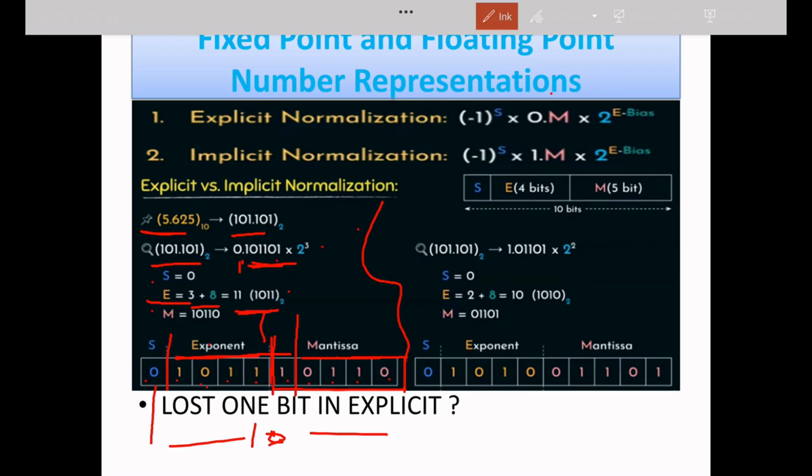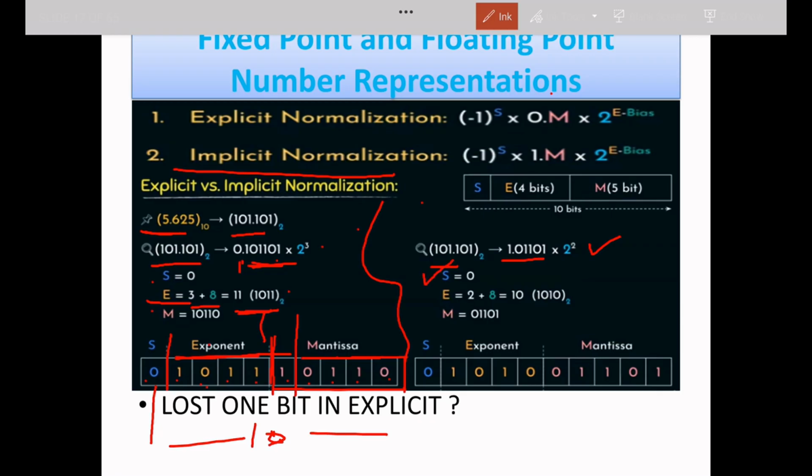10110. I lost one bit. You can see, it is the same number whether I write it in implicit or explicit normalization. Now see here: 101.101 becomes 1.01101 times 2 to the power 2. After the first bit, place the fixed point.